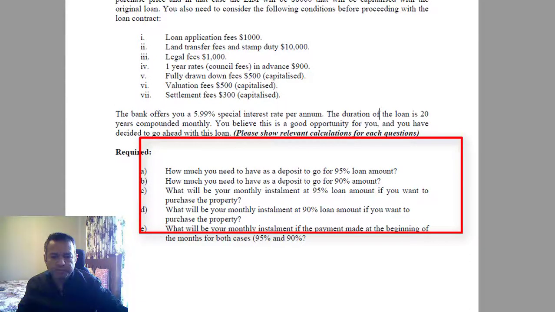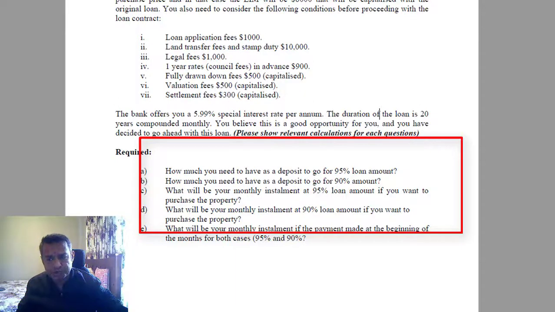C, what will be your monthly installment at a 95% loan amount if you want to purchase the property. D, what will be your monthly installment at a 90% loan amount if you want to purchase the property. And E, which is the last question, what will be your monthly installment if the payment is made at the beginning of the month for both cases, which is 95% and 90%.